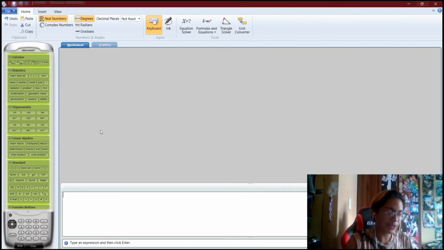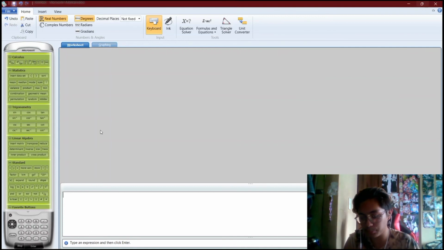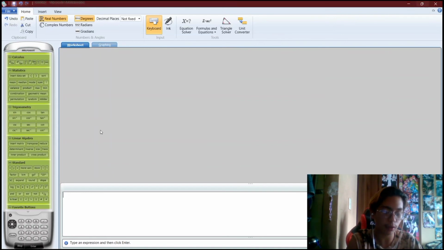For me, Microsoft Mathematics is a great program or a great app to use for students that need help in solving mathematical problems such as algebra, statistics, or trigonometry. If you don't have a calculator, or if you need more help in solving problems from your school, then this is a great app to use while solving those problems.